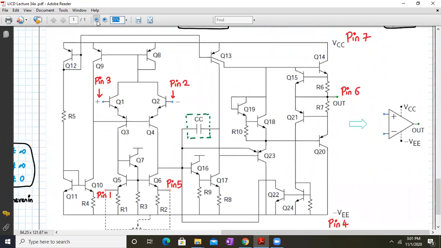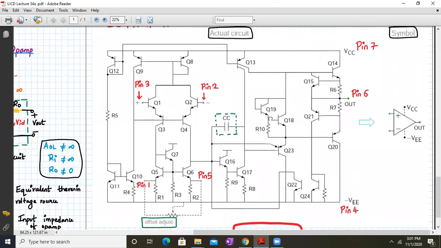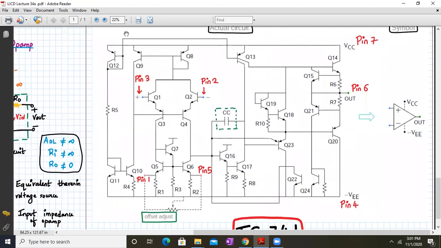Okay, let me adjust this screen. Okay, fine. Let me make it 20%.